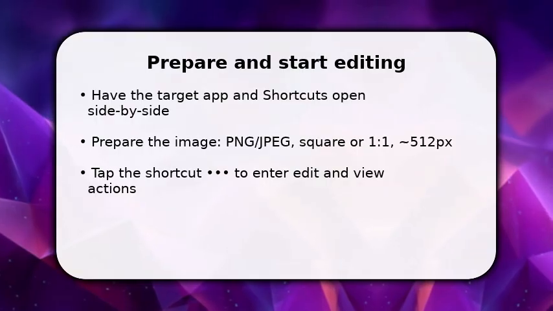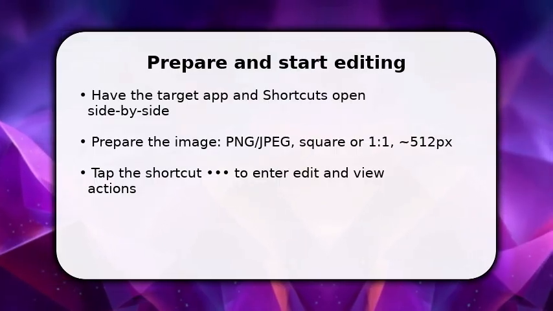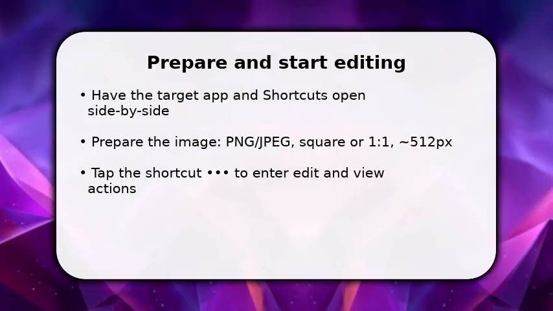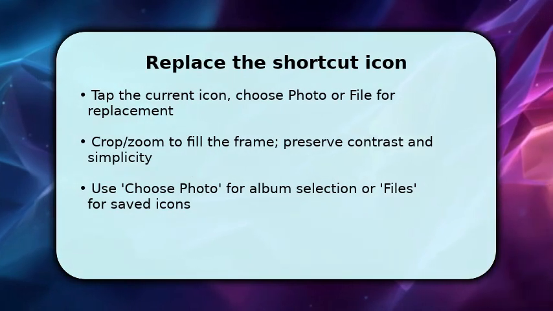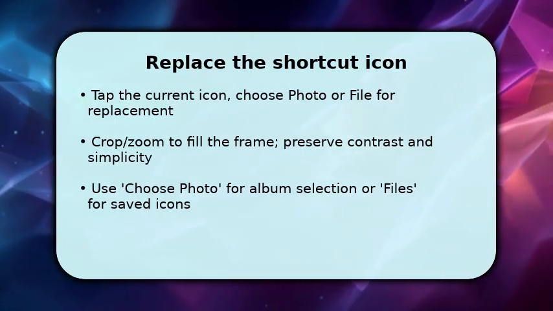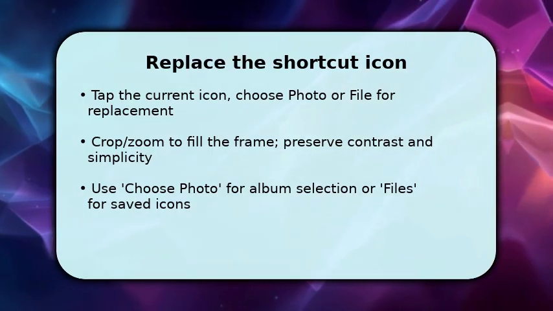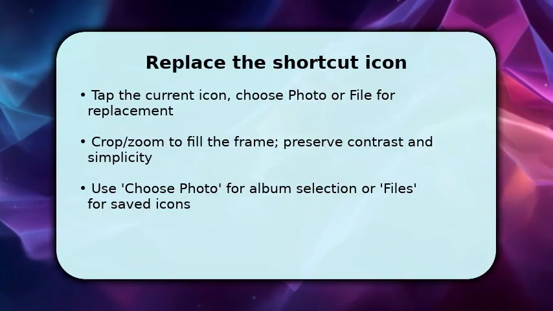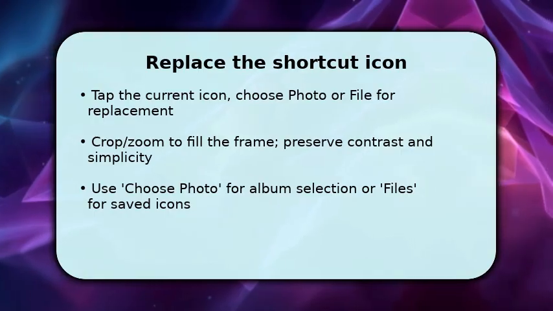Don't skip checking that the shortcut runs correctly first, because changing the image won't fix a broken action chain, and you'll waste time on visuals alone. Next, tap the icon preview in the edit screen and pick Choose Photo or Choose File depending on where your image is stored. When you select the image, crop and position it to fully fill the circular or rounded square frame. This ensures the subject remains visible after iOS masks the corners.